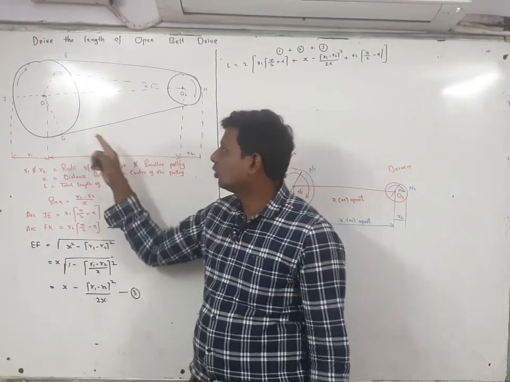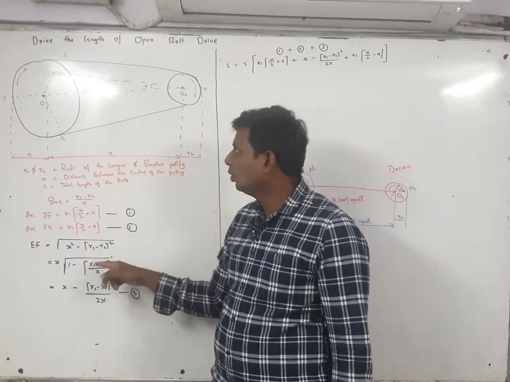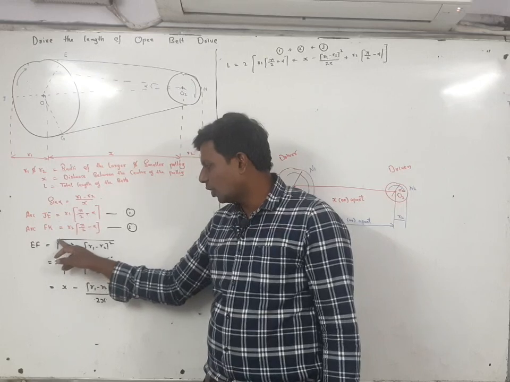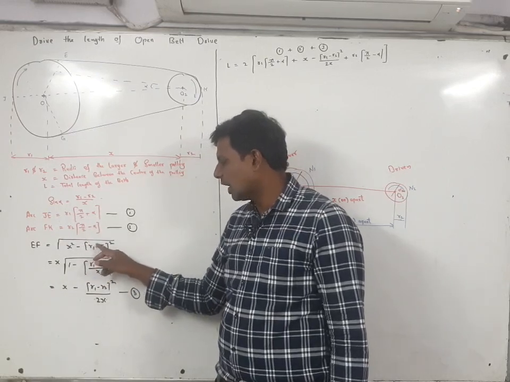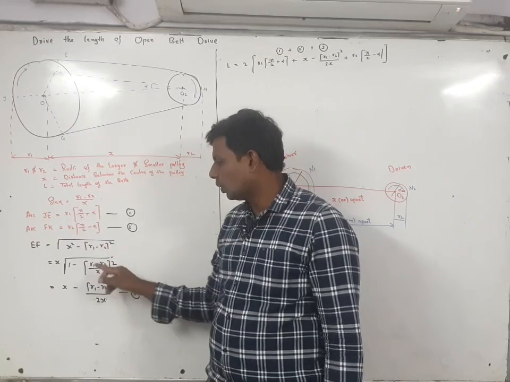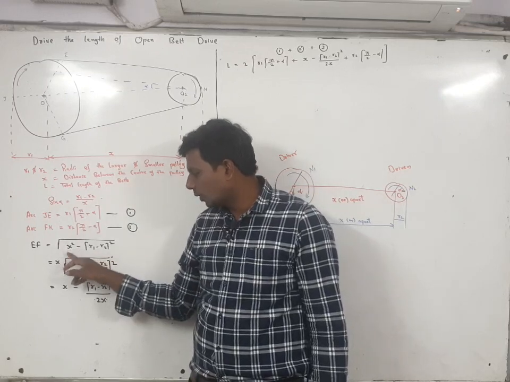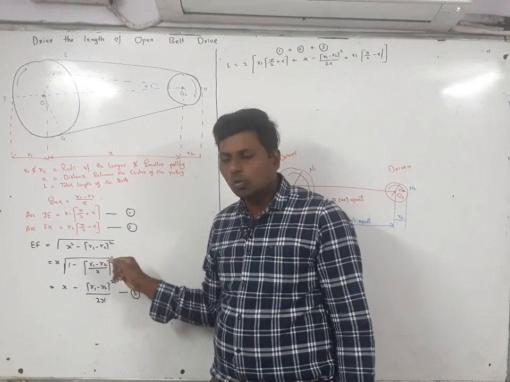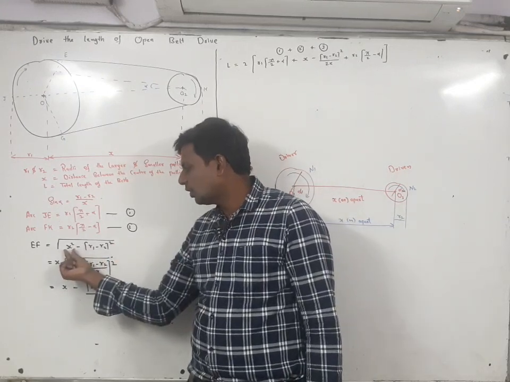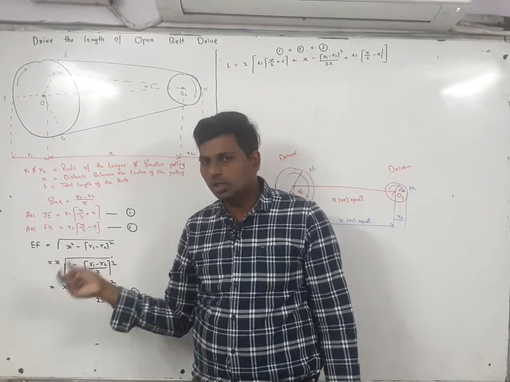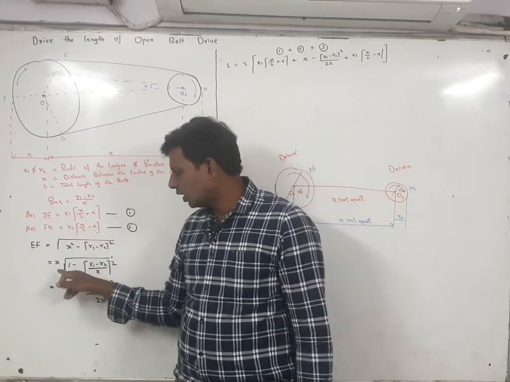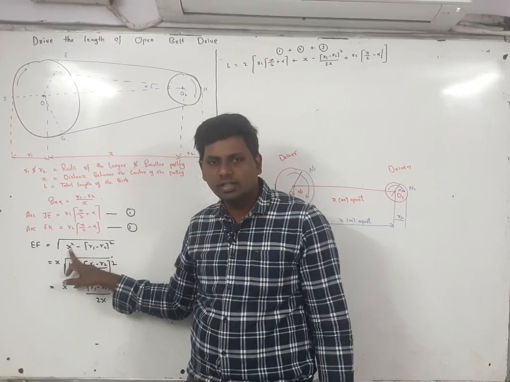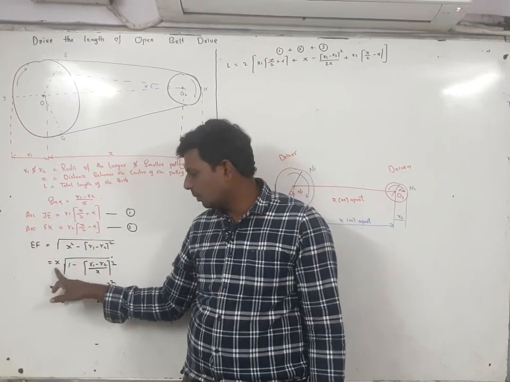After that, EF also you have to consider. What is the formula for EF? Under root of x square minus (R1 minus R2) whole square. In that, x square is there inside the root. If you bring it outside, it will become x only.